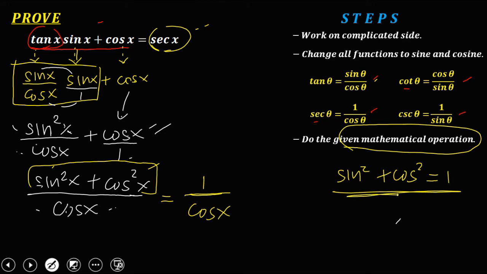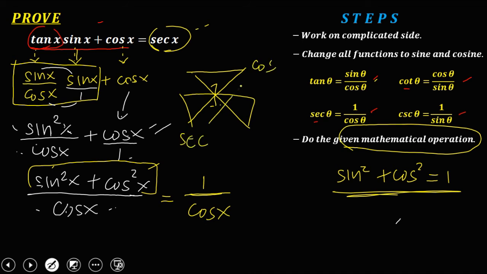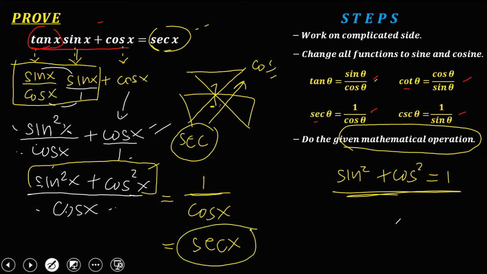Then this 1 over cosine, from this figure to get the different fundamental identities. So this one is cosine, this is a secant. So therefore, 1 over cosine, and that's equal to secant x. So this one is equal to secant x. So we have now equal functions.